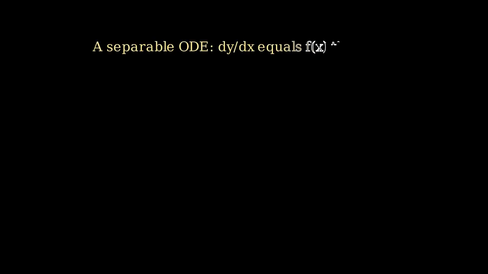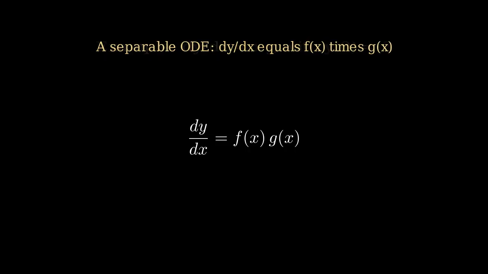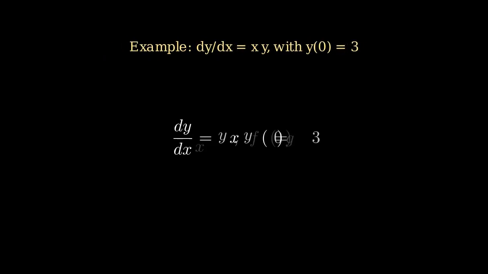A first-order differential equation is called separable if it can be written as the derivative of y with respect to x equals a function of x times a function of y. Let's solve an example. The derivative of y with respect to x equals x times y, given that y of 0 equals 3.